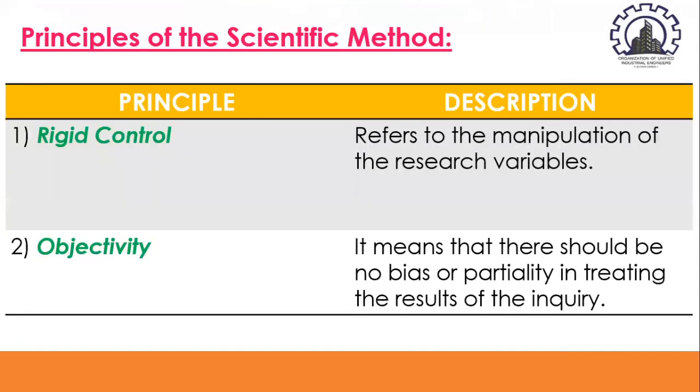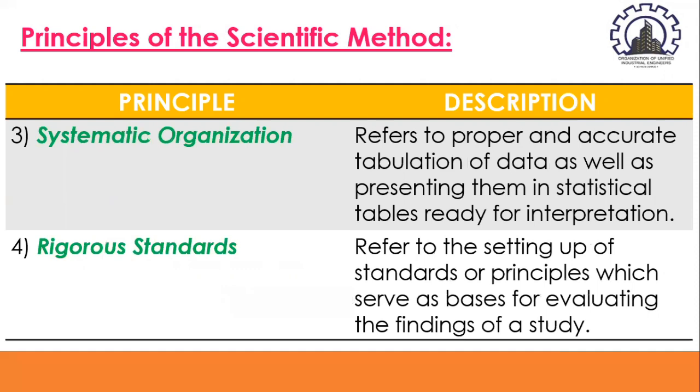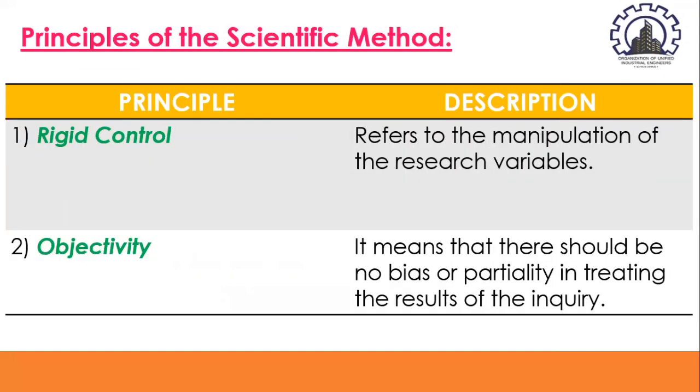Now, principles of the scientific method. So we have rigid control, we also have objectivity principle. We have systematic organization. And finally, we have rigorous standards. Now, what do we mean by rigid control? If we say rigid control, it actually refers to the manipulation of the research variables.